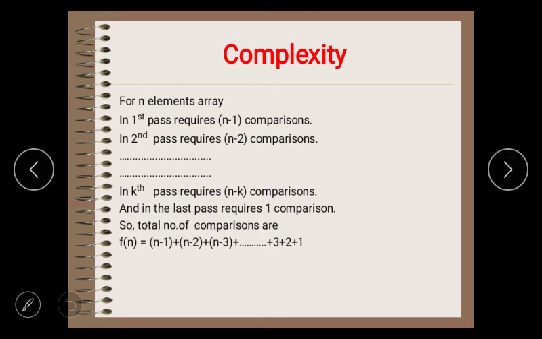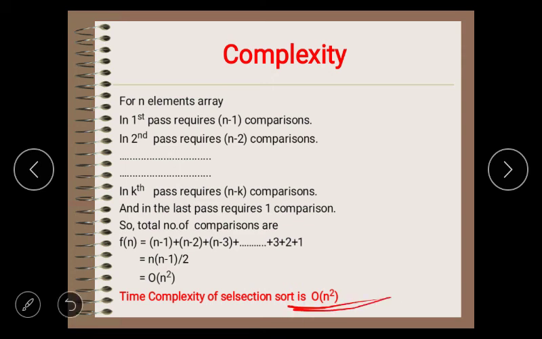So the total number of comparisons is f(n) equals n minus 1 plus n minus 2 plus n minus 3 plus and so on, 3 plus 2 plus 1, and it gives n(n minus 1)/2, which is O(n^2). So finally, the time complexity of selection sort is order of n square.